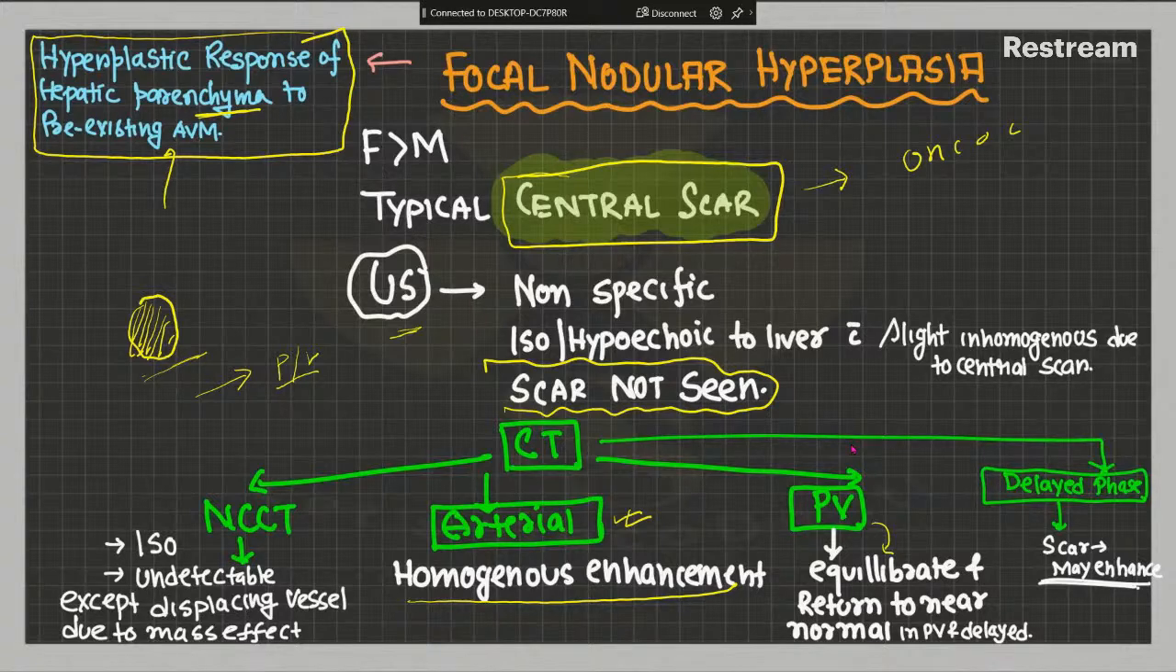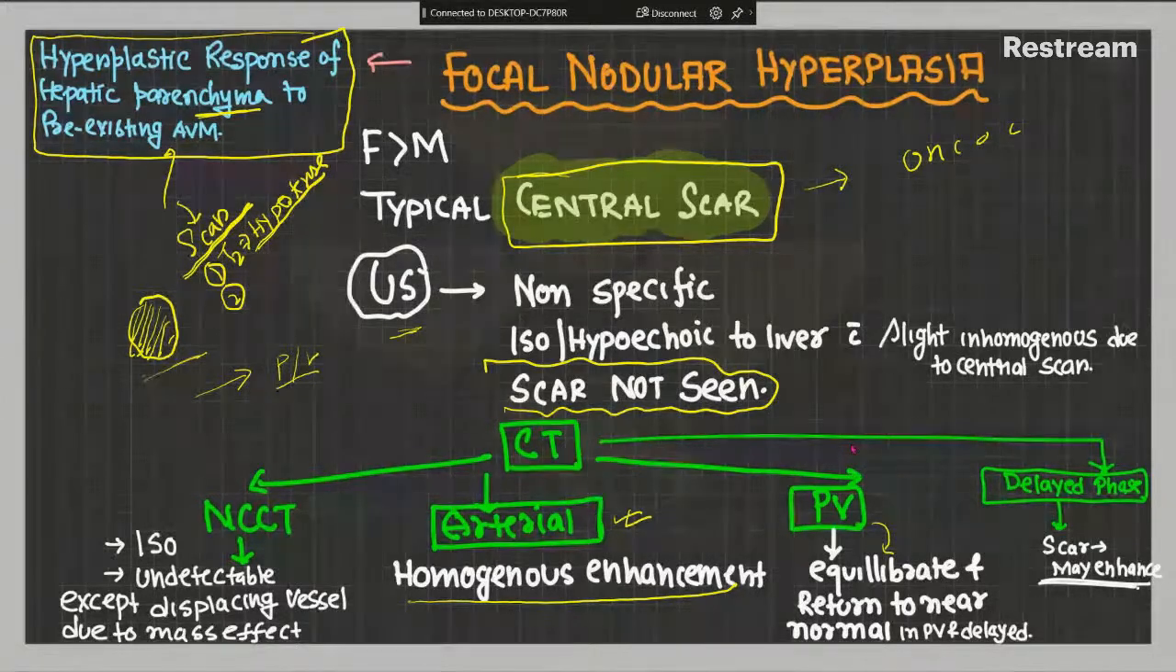Coming to the scar tissue, the specialty about the scar tissue: if you do an MR, the scar will appear hyperintense on T2. This is one important point you have to remember. Second point, the scar tissue usually does not enhance on the arterial phase, but sometimes it does show delayed enhancement. The rest of the tumor will not show enhancement on delayed phases; it will excrete and become iso. Only the scar tissue may show delayed enhancement but not early arterial enhancement. This is the main key point you have to remember for focal nodular hyperplasia.